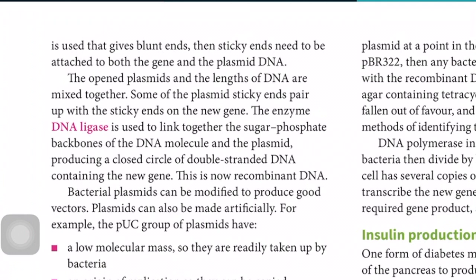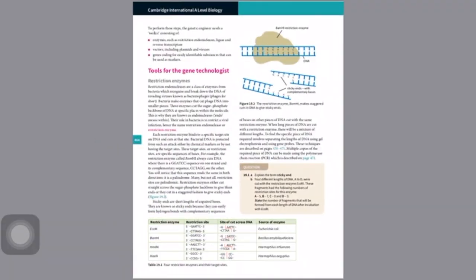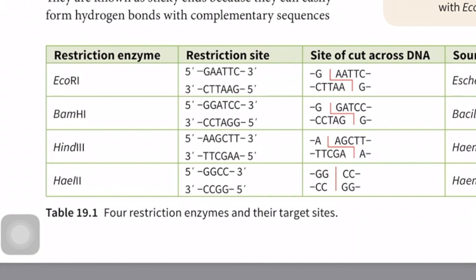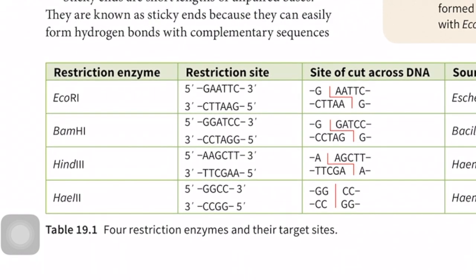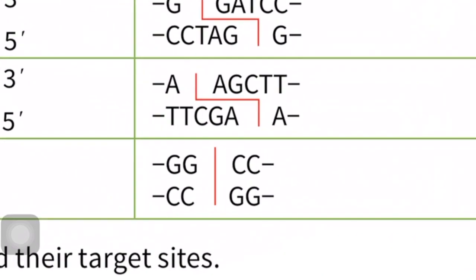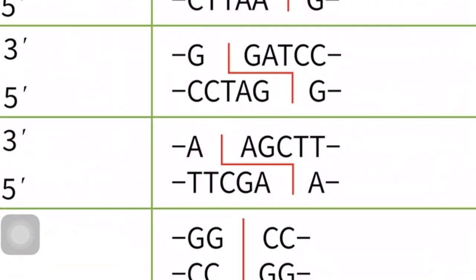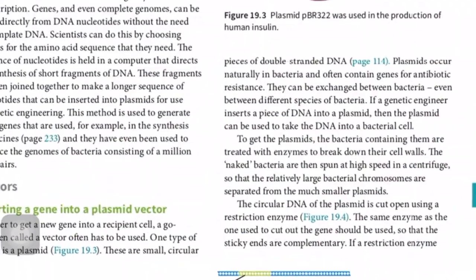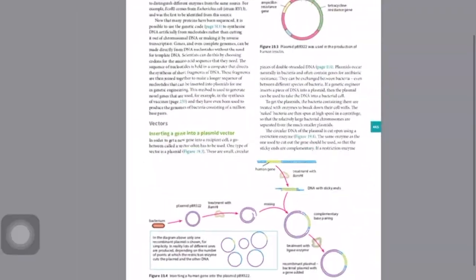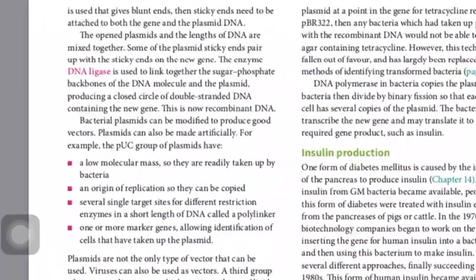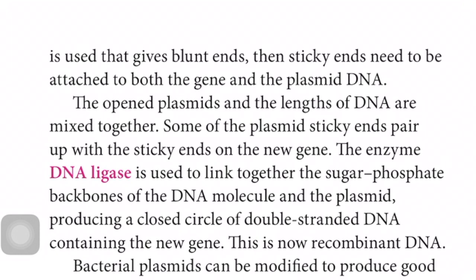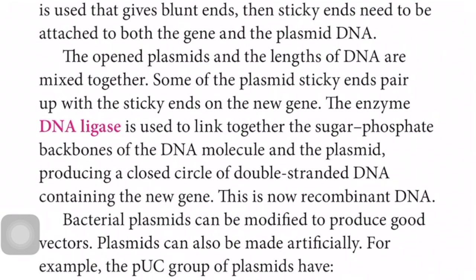If a restriction enzyme is used that gives blunt ends, sticky ends need to be attached to both the gene and the plasmid DNA. Some restriction enzymes give blunt ends, like this one, HaeIII, so sticky ends need to be attached artificially to both the gene and the plasmid DNA, because the same restriction enzyme was used to cut the plasmid DNA, so the plasmid DNA will also contain blunt ends. The opened plasmids and the lengths of DNA are mixed together.